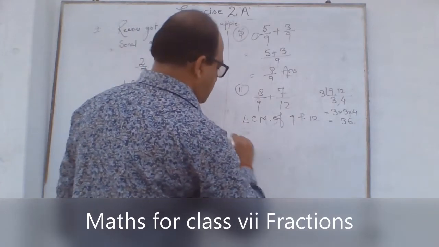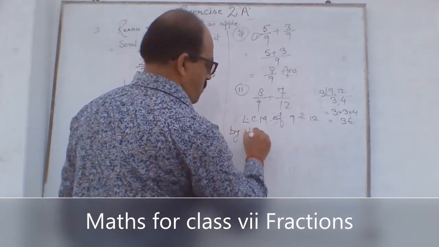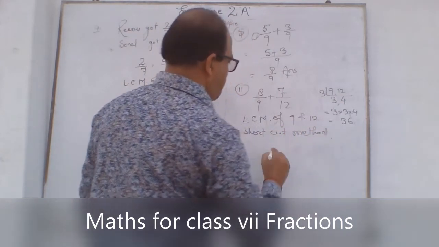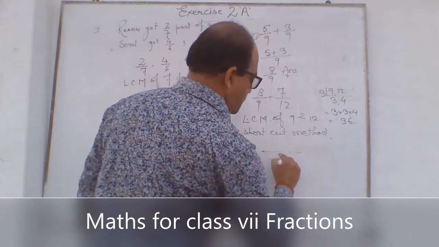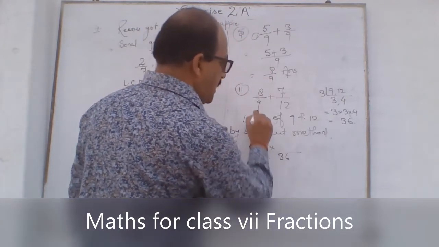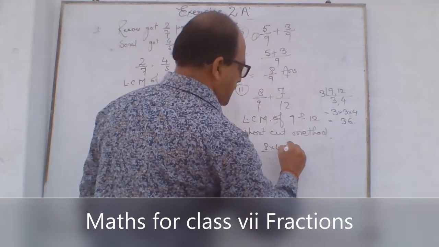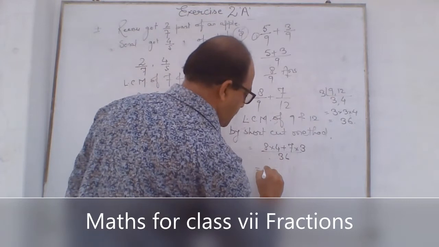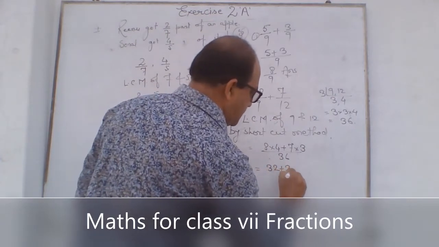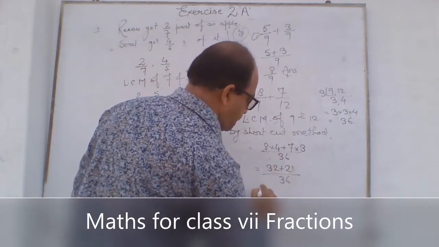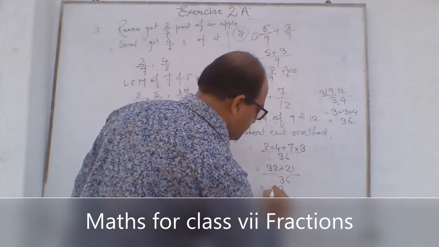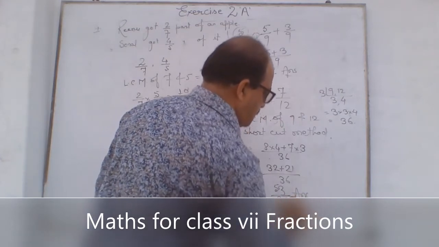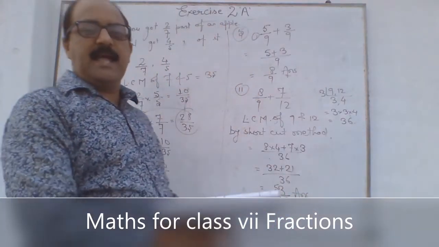By shortcut method, 36 is the LCM. 8 into 9, 4 times, plus 7 into 12, 3 times. 8 4s are 32 plus 7 3s are 21, by 36. 2 plus 1 is 3 and 3 plus 2 is 5. 53 by 36. This one is the answer of this question.